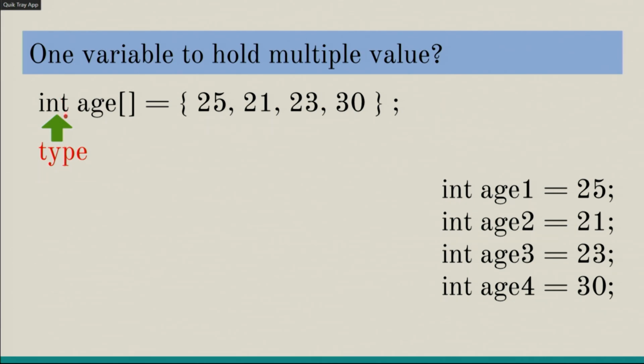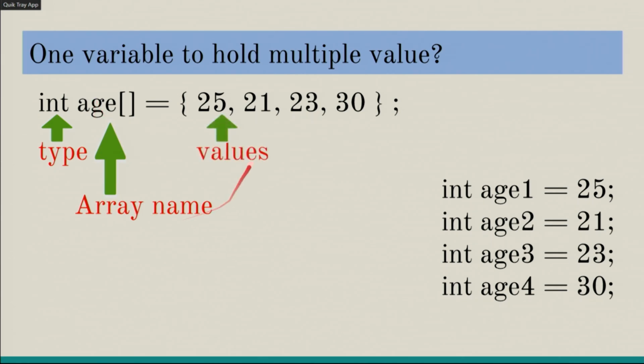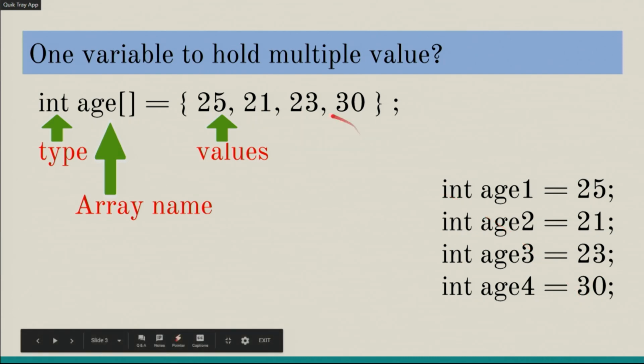So this is the type. You can have array of character, array of boolean, array of string, all data types that are available for regular variables will be available for arrays as well. And this is the array name, and these are the values for the array. As you can see, 25 was for the first one, we put it, and then 21, and then 23, and 30.